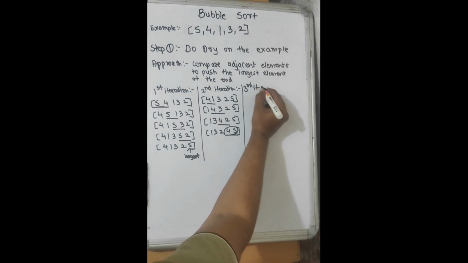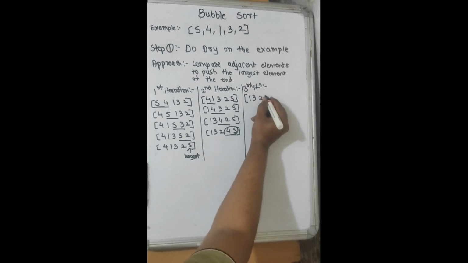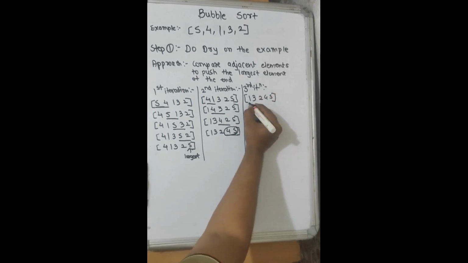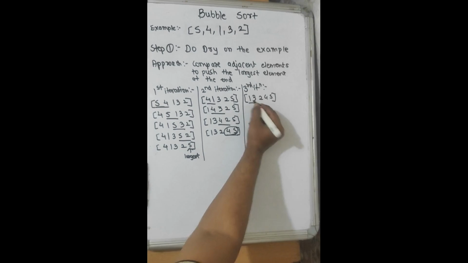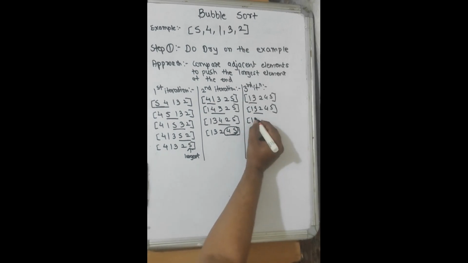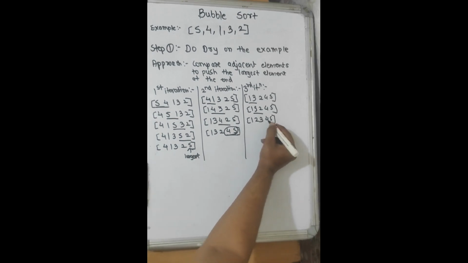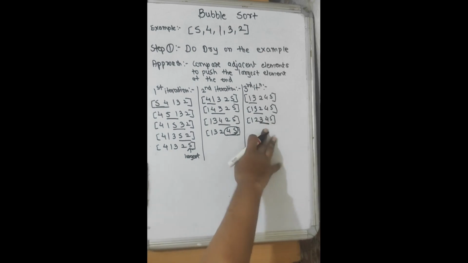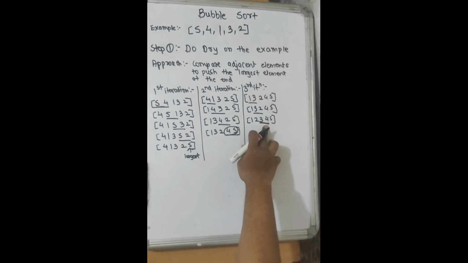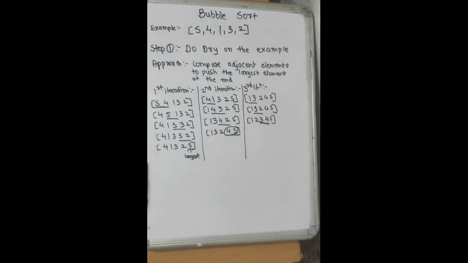Now third iteration, we will take this, again compare these two. So 1 is already smaller, so no need. Then compare these two. Here 2 is smaller, so we will swap it. Here we can see that 3 and 4 are already sorted, and 2 is also sorted, and the whole array is sorted now.